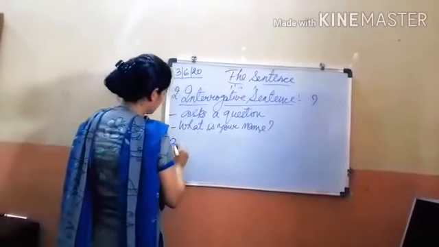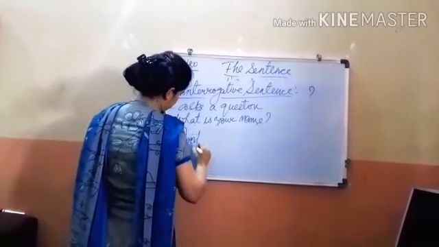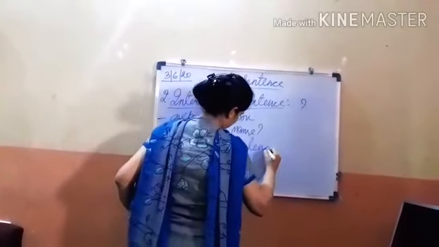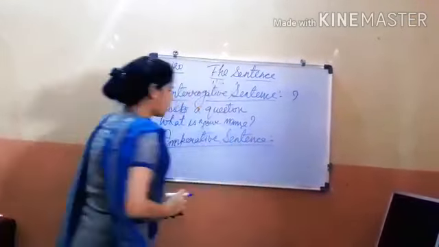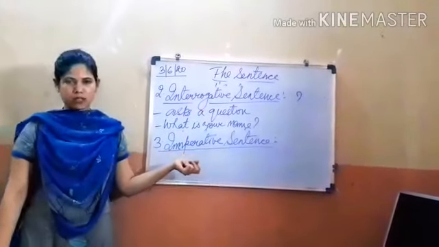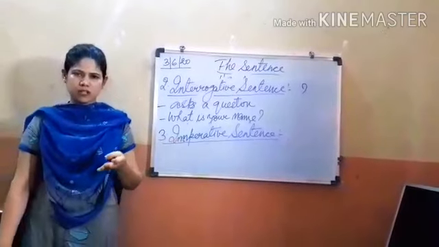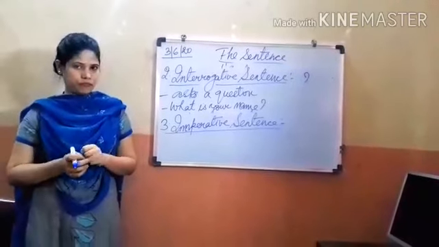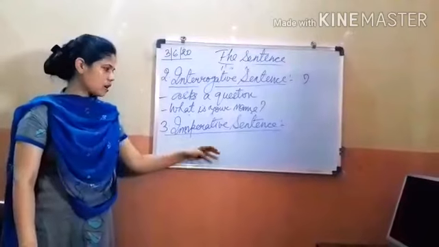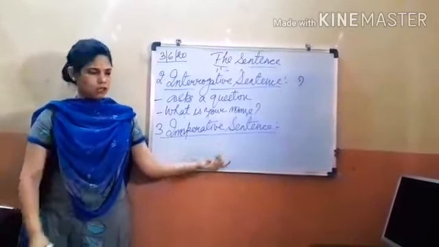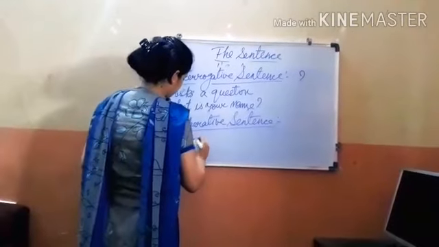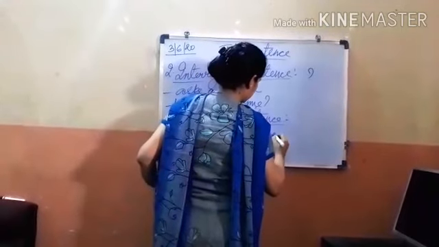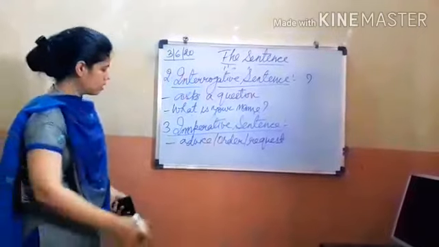The third one is imperative. Imperative sentence. Now, imperative sentences are such type of sentences that express a request, polite request, or you can say an order or command, advice or suggestion. All such types of sentences come under imperative sentences. Like advice, order, command, request.